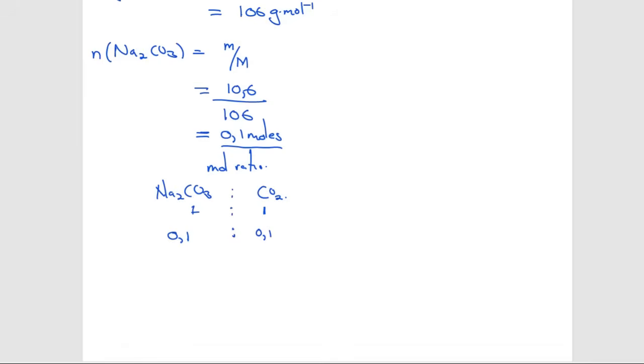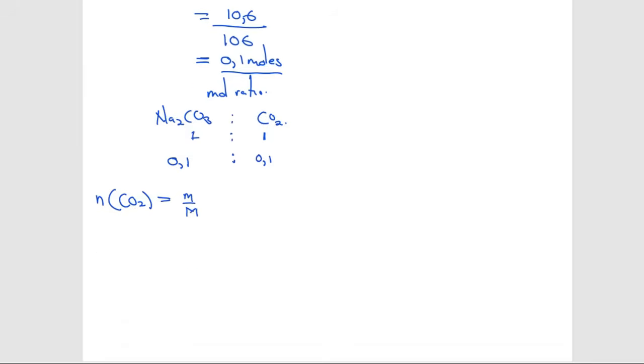After that, I can proceed and calculate the mass of this carbon dioxide. I'm going to say the number of moles of CO2, remember, is equivalent to m over M. The number of moles we already have is 0,1, which is equal to the mass, which is what we're looking for, over the molar mass of carbon dioxide. Remember, carbon is 12, right?